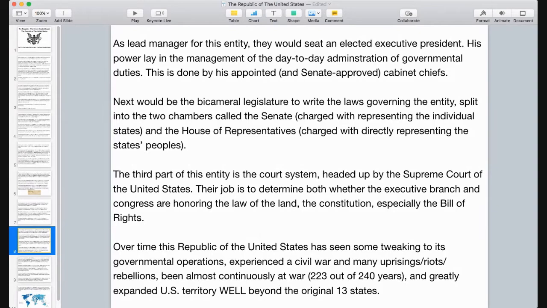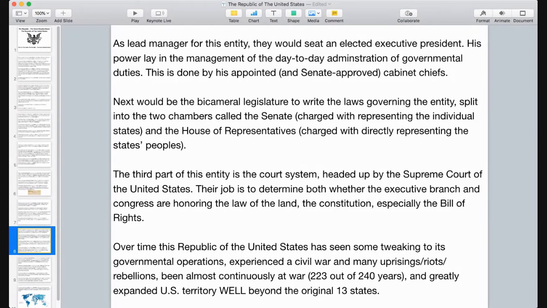Next would be the bicameral legislature to write the laws governing the entity, split into the 2 chambers of the Senate, charged with representing the individual states, and the House of Representatives, charged with directly representing the state's peoples. The third part of this entity is the court system, headed up by the Supreme Court of the United States. Their job is to determine both whether the executive branch and Congress are honoring the law of the land, the Constitution, and especially the Bill of Rights.